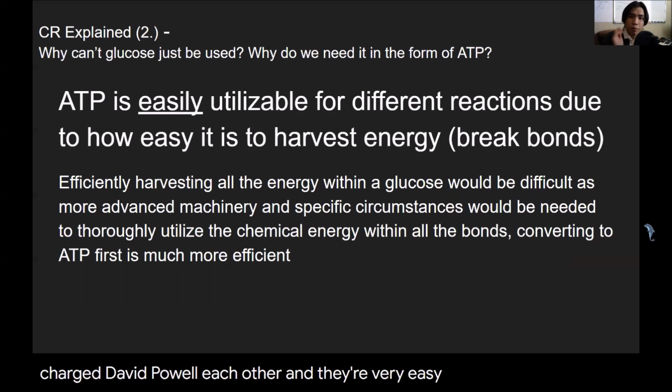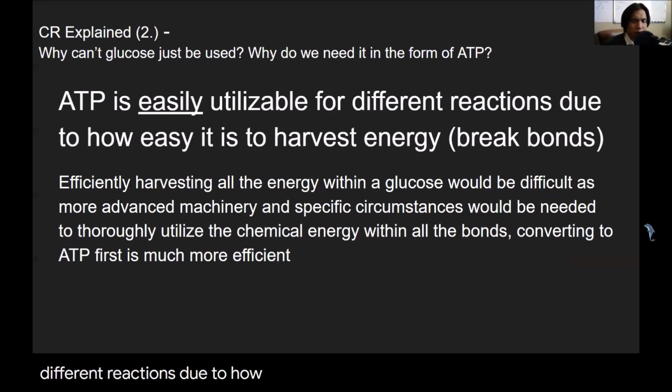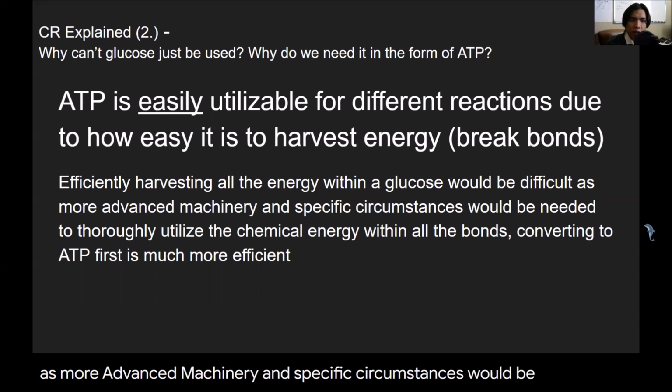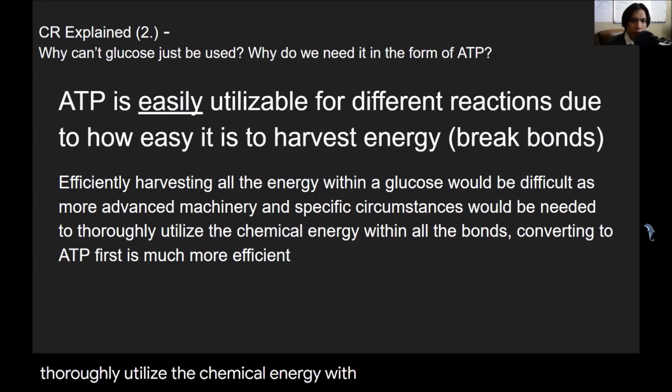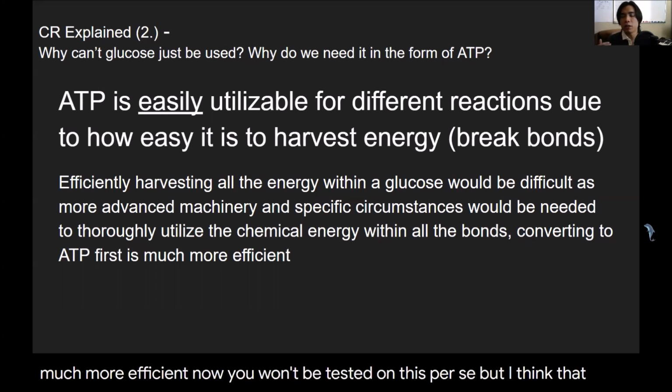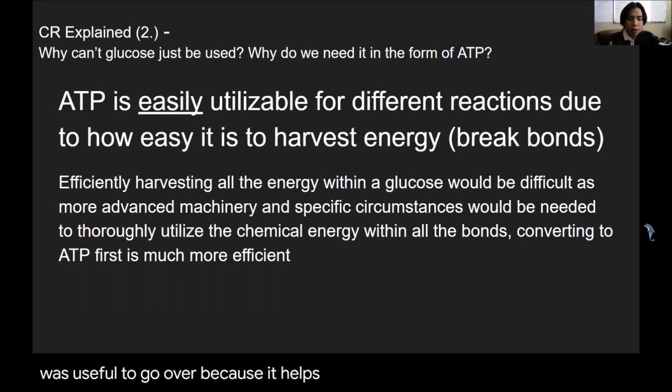So I'll just read this. ATP is easily utilizable for different reactions due to how easy it is to harvest the energy within them, break bonds. Efficiently harvesting all the energy within a glucose would be difficult, as more advanced machinery and specific circumstances would be needed to thoroughly utilize the chemical energy within the bonds. Converting to ATP first is much more efficient. Now, you won't be tested on this per se, but I think that it was useful to go over because it helps show how important cellular respiration is to all organisms.